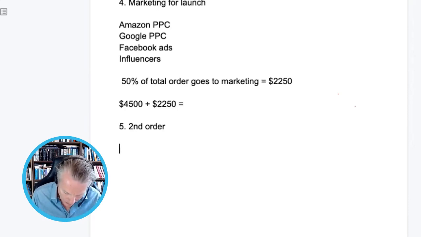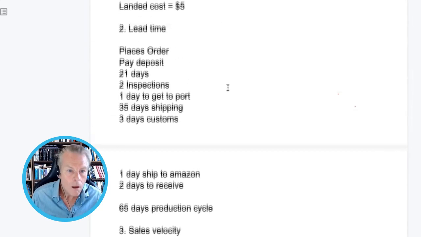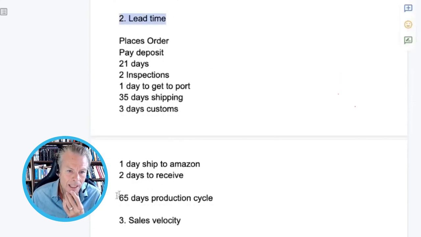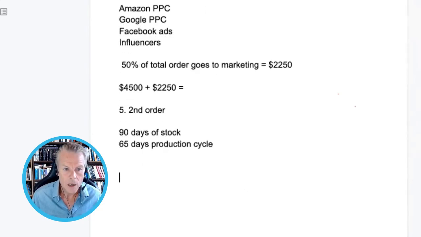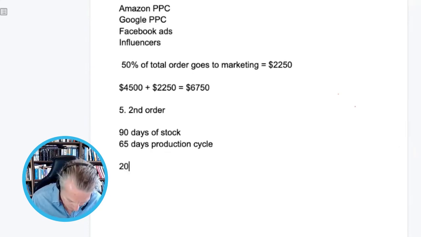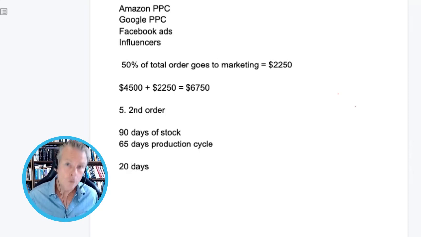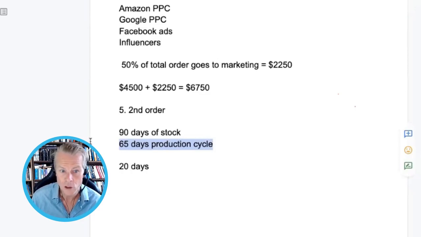So we already know we've got 90 days of stock on hand, and we also know that our lead time is 65 days for the production cycle. So when should we order our next lot of stock? More like 20 days in. So 20 days into your launch, you've got to order more stock, okay? You've got to make that decision to go ahead and order more stock, all right? Otherwise, your production cycle is going to screw you up because you won't have the stock in store, okay?